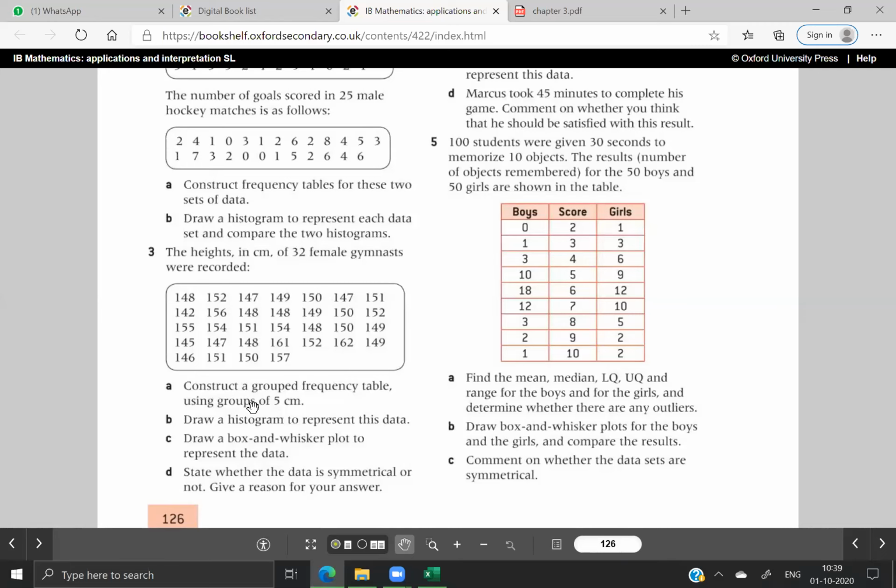Next question is draw a histogram, which you have done already yesterday. We'll do it today again. Third one is a box and whisker plot. In your GDC, you will put list 1, list 2, find the 5 things which I have told you and draw the box and whisker. And D is you have to state whether it's symmetrical and give your reason.